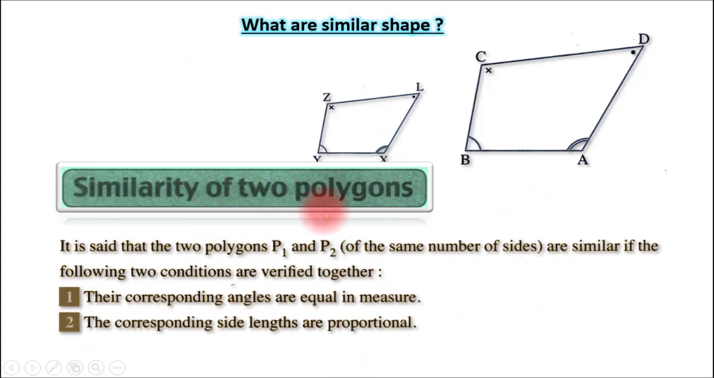The similarity of two polygons: it is said that two polygons, polygon 1 and polygon 2, of the same number of sides are similar if the following two conditions are verified together. First, their corresponding angles are equal in measure, and second, the corresponding sides are proportional.